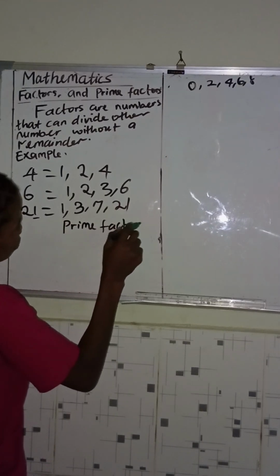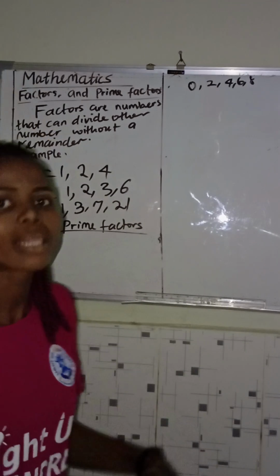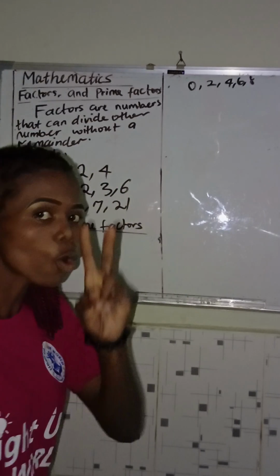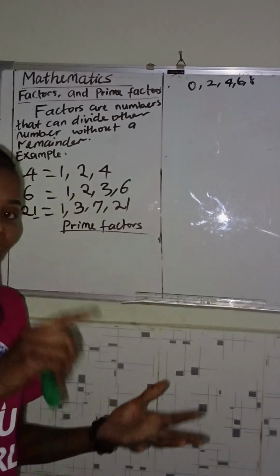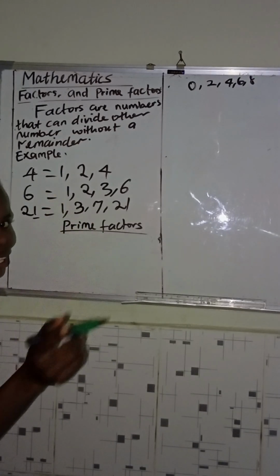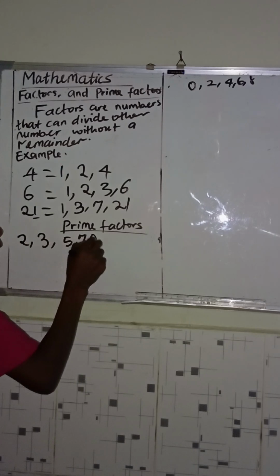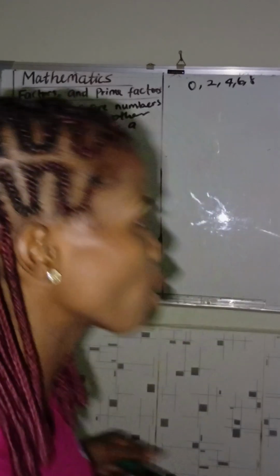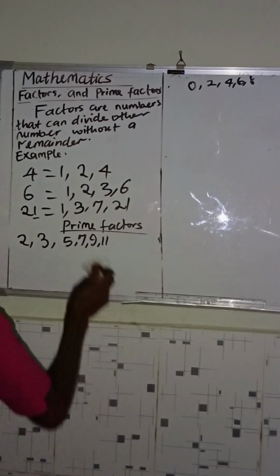Prime factors, rather. But before we talk about prime factors, we've already established what factors are. Now, what are prime numbers? Prime numbers are numbers with only 2 factors, only 2 divisors. Okay, so we have 2. 1 does not qualify because 1 can only divide 1 and itself. So 2, my prime numbers 3, 5, 7, 9, 11. No, 9 is not a prime number because 9 has 1, 3, and 9. 3 factors, so it's not going to be part of the prime numbers.